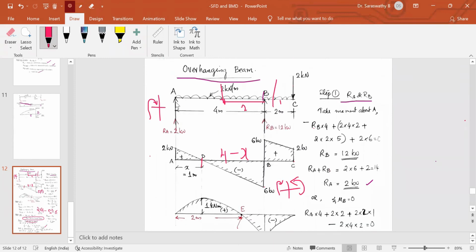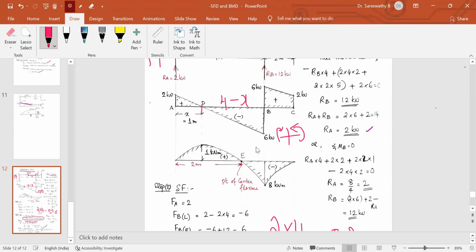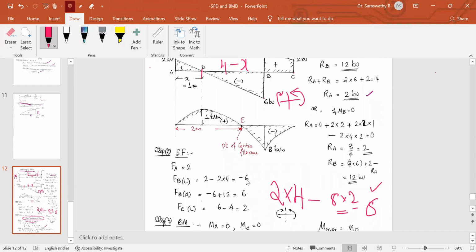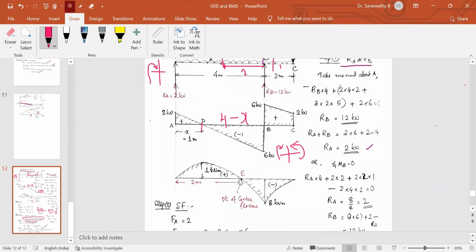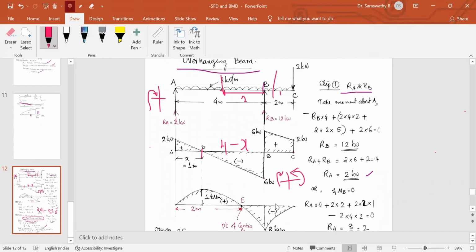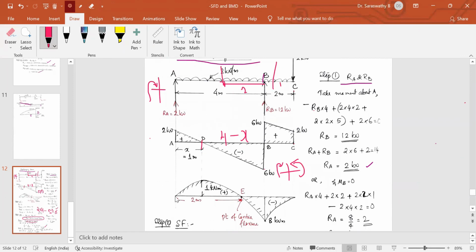It is better you consider from left. Consider from left: RA into 4 minus 2 into 4 into 2. In that way also we'll get minus 8. So bending moment at B is minus 8. And bending moment at C, it is the free end, is equal to 0. So you have to draw the diagram. I have MA 0 and I have got MB as minus 8.